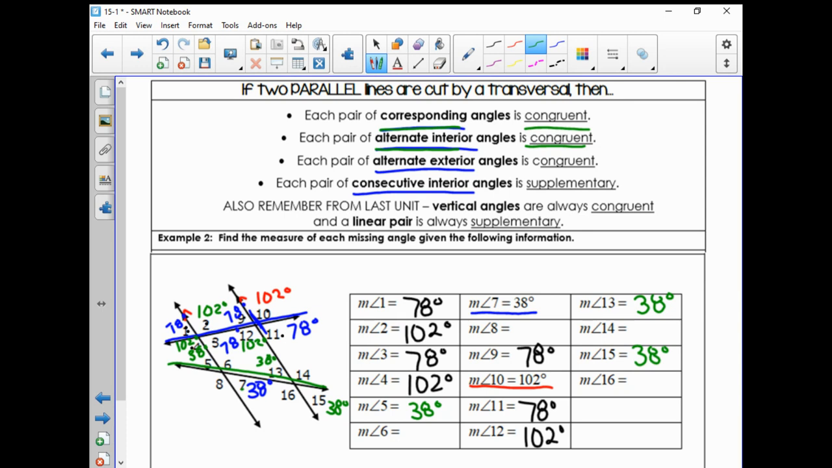Okay, and then our last ones, we're going to look over here, and we're going to say, okay, well, these have got to add to 180. So 180 subtract our 38 is 142. 142, that means 8 and 6 are both 142. 16 is also going to be 142. And 14 is 142. So 142 gets all these last angles right here.